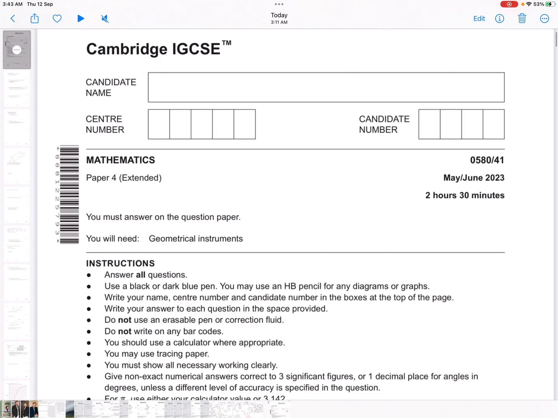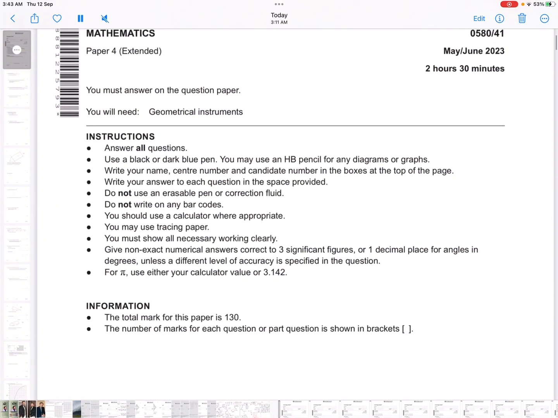0580 P4 variant 1. So let's start solving this paper.